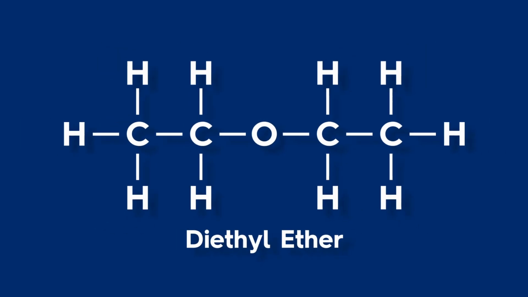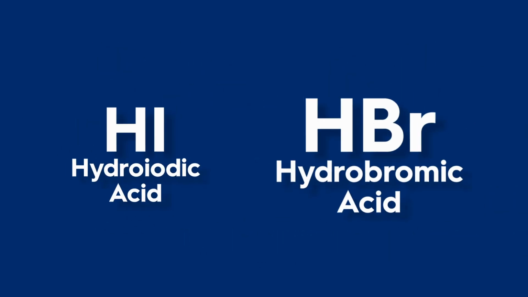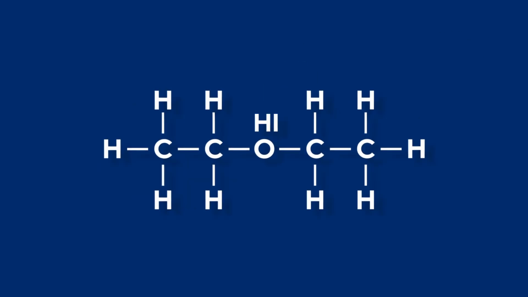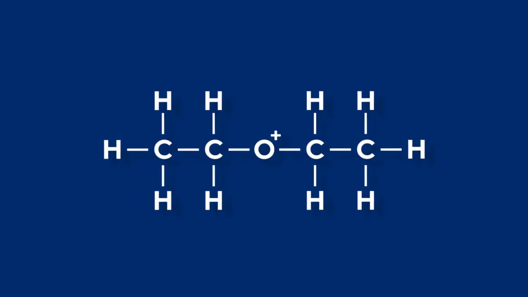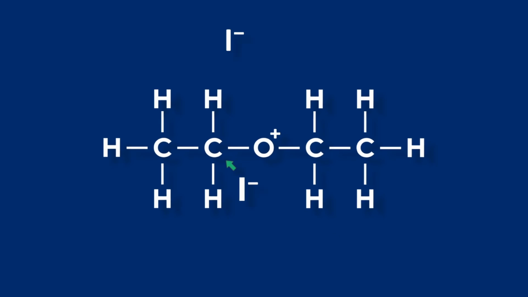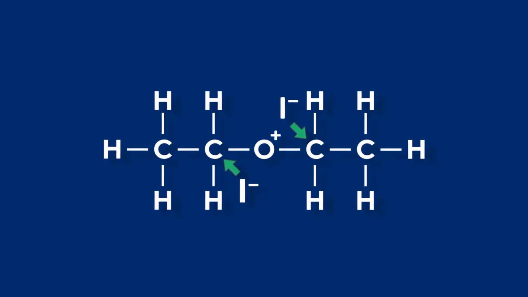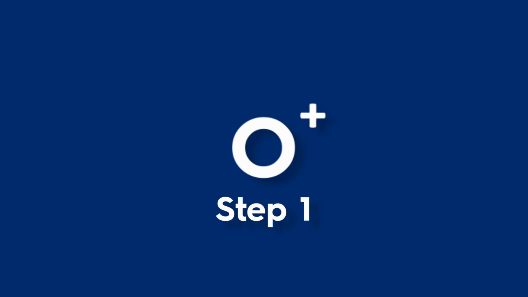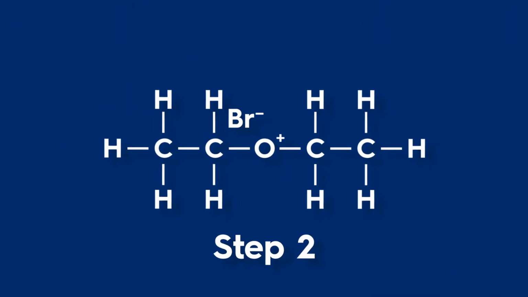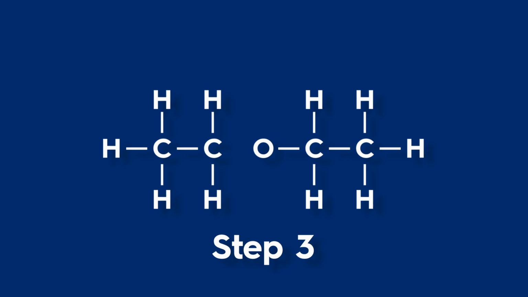Let's start with the big idea. Strong acids, such as hydroiodic acid or hydrobromic acid, protonate the ether oxygen, creating an oxonium ion. Protonation turns the ether into a good leaving group. That makes the adjacent carbons vulnerable to attack by halide ions. So here's the sequence. Step 1, protonate the oxygen. Step 2, the halide nucleophile attacks. Step 3, the carbon-oxygen bond cleaves.